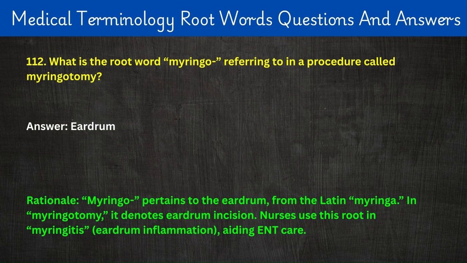112. What is the root word meringo- referring to in a procedure called meringotomy? Answer: eardrum. Rationale: Meringo- pertains to the eardrum, from the Latin meringa. In meringotomy, it denotes eardrum incision. Nurses use this root in meningitis, eardrum inflammation, aiding ENT care.